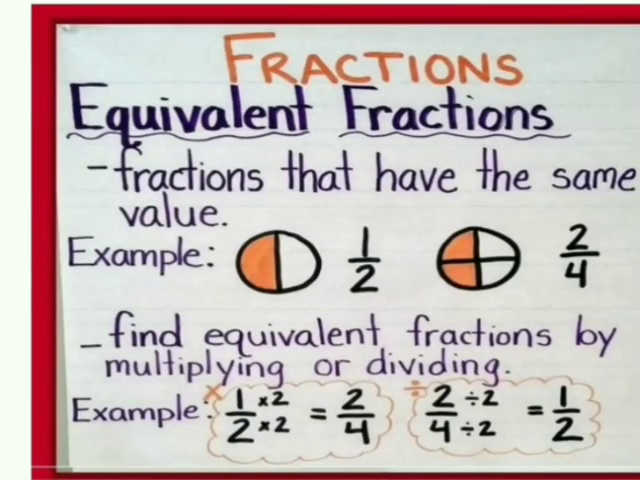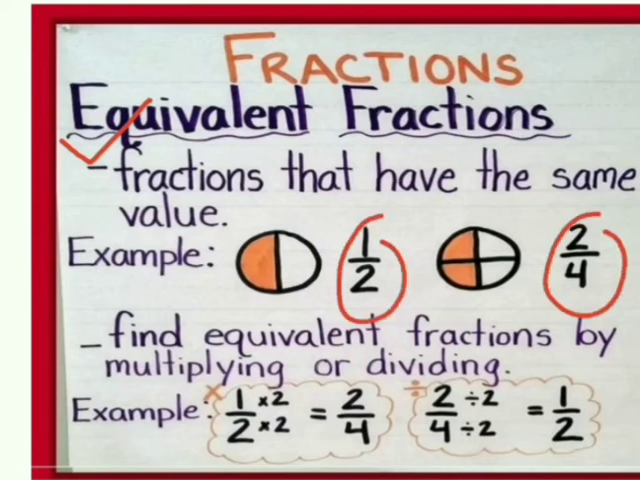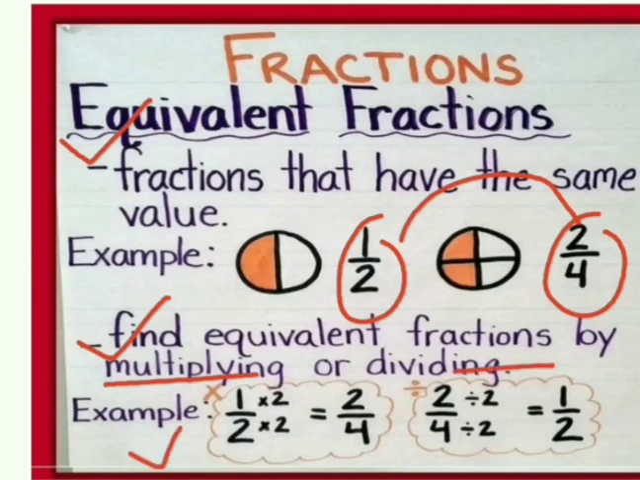Last is the equivalent fraction. What is equivalent fraction? The fractions which have the same value are known as equivalent fractions. See the example: 1 by 2, 2 by 4. If you write 2 by 4 in the simplest form, again we will get the same value. That's why these two are known as equivalent fractions. And how do we find the equivalent fraction? Either by multiplying or by dividing. Here is the example: 1 by 2. In order to get the equivalent fraction, we multiplied it by 2. So its equivalent fraction is 2 upon 4.